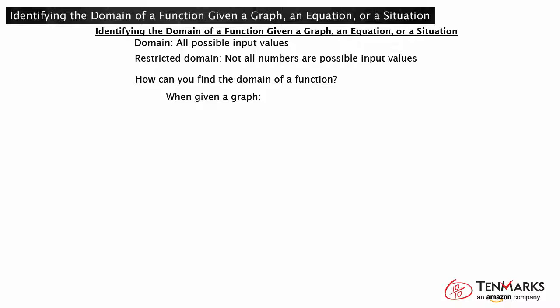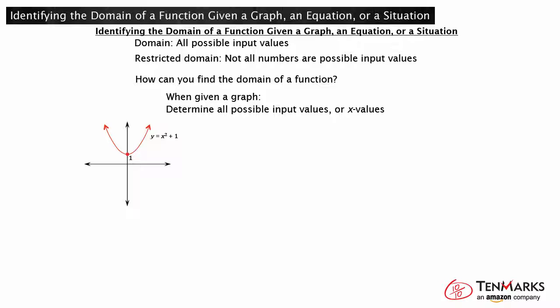When a given function is in graphical form, use the graph to determine all possible input values. On an xy plane, input values are x values. For example, the graph of the function y equals x squared plus 1 is a parabola passing through the point 0, 1. Looking at the graph, any x value can be an input value for the function, so the domain is all real numbers.